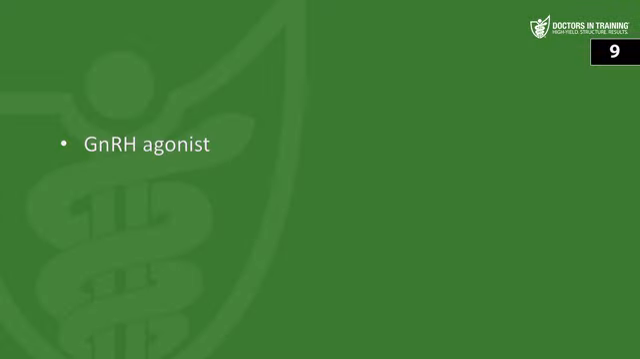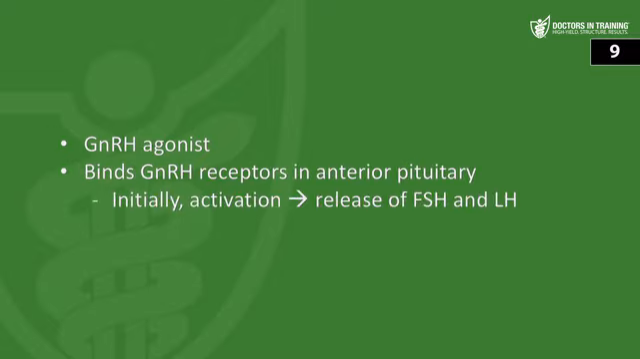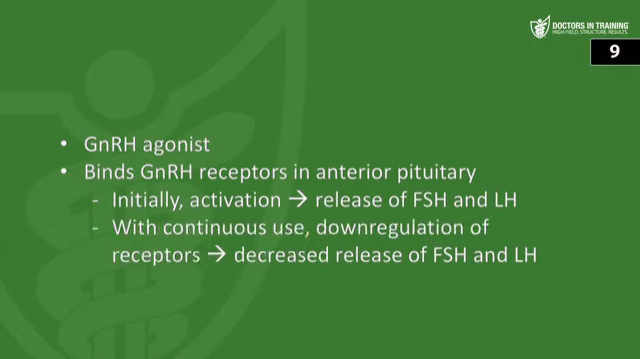What is the mechanism of action of leuprolide? Leuprolide is a GnRH agonist. It binds to the GnRH receptors in the anterior pituitary, initially activating them and leading to the release of FSH and LH. However, with chronic use, leuprolide causes a downregulation of the number of GnRH receptors, leading to decreased secretion of FSH and LH, thereby producing a chemical menopause.